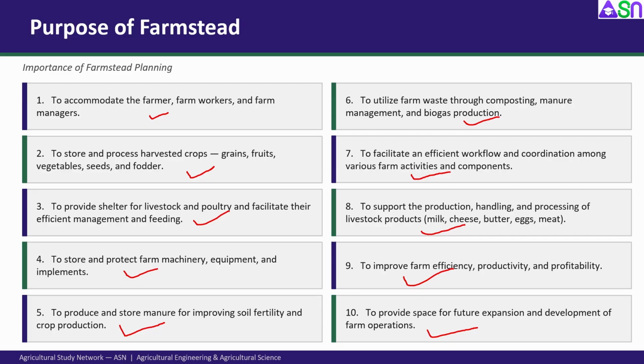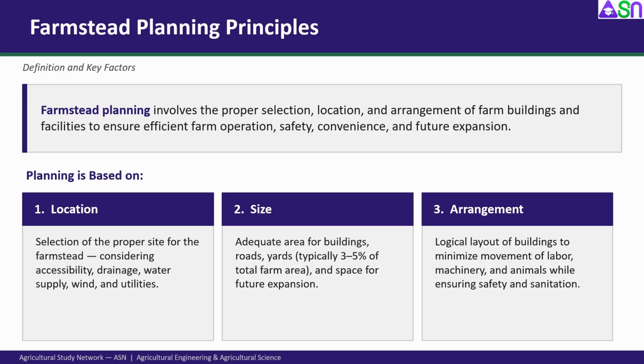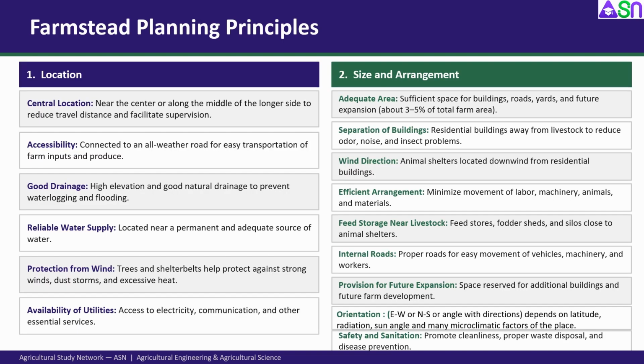Now we come to an extremely important part, that is farmstead planning principles. Farmstead planning involves the proper selection, location, and arrangement of the farm buildings and facilities to ensure efficient farm operation, safety, convenience, and future expansion. When we plan a farmstead, we are making decisions about three main things. They are location, size, and arrangement. Here we have divided the farmstead planning principles into two major factors. One is location and the next one is size and arrangement.